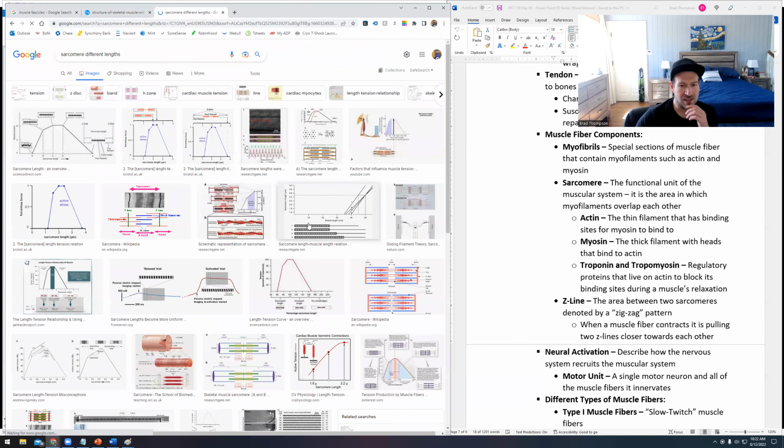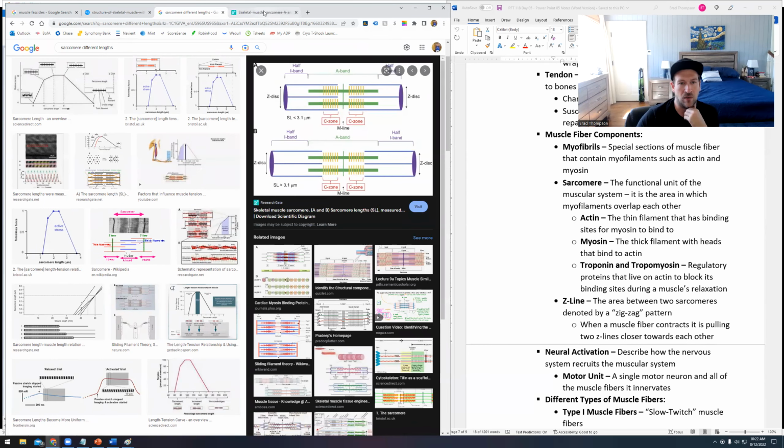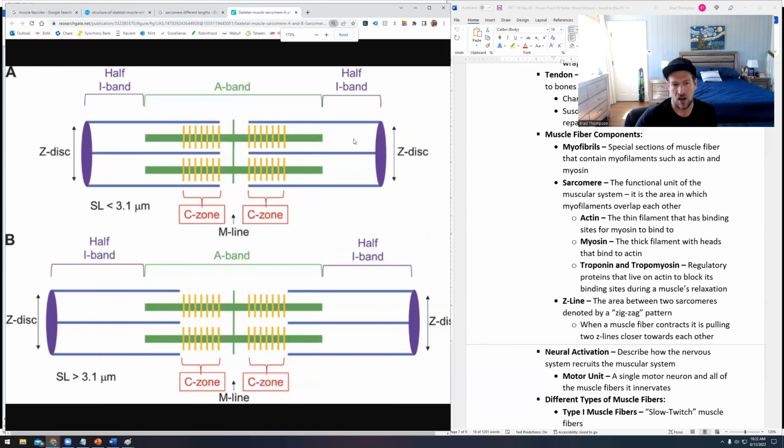sarcomere at different lengths, this is kind of what it looks like. This is a very weirdly drawn version, but look at how much space there is. Actually, there's not that much space. Sorry, this is the contracted muscle fiber here, right? On top, you can see there's a little bit of space, right? But this is mostly contracted. There's not a lot of space in between the middle here, right? This is almost fully contracted over here. But then over here now, there's a big old gap. And then there's room between these two proteins. There's plenty of room to slide. So this is a contracted sarcomere, and this is a relaxed sarcomere.